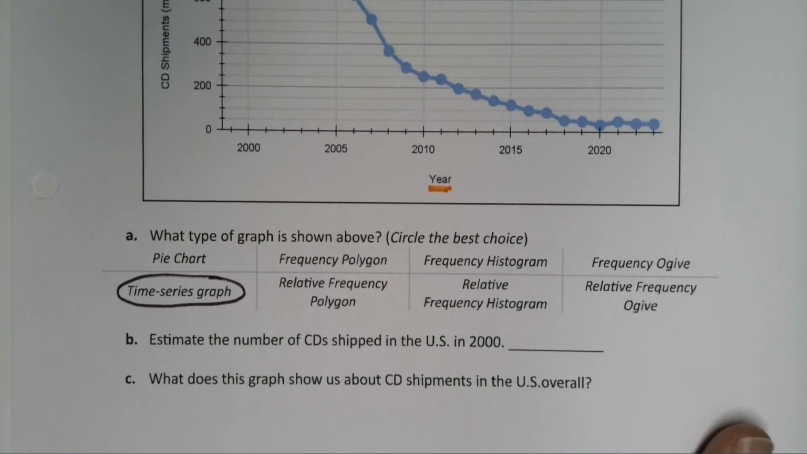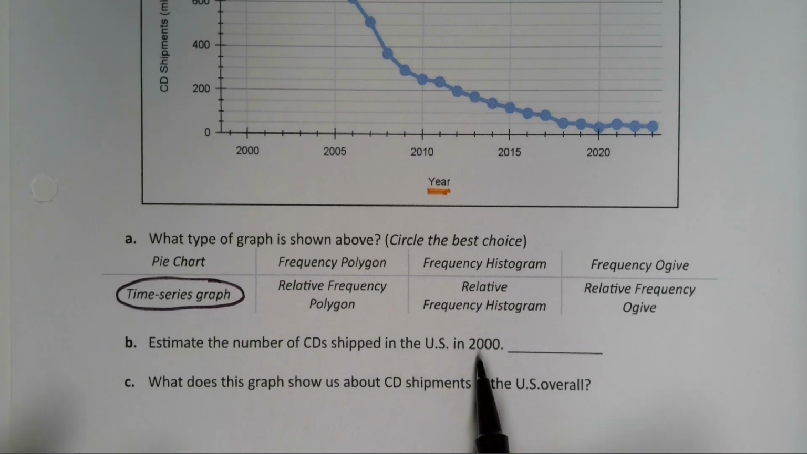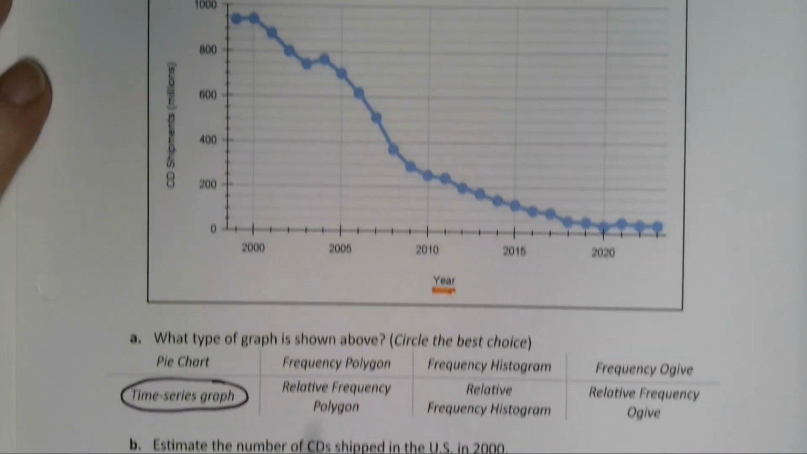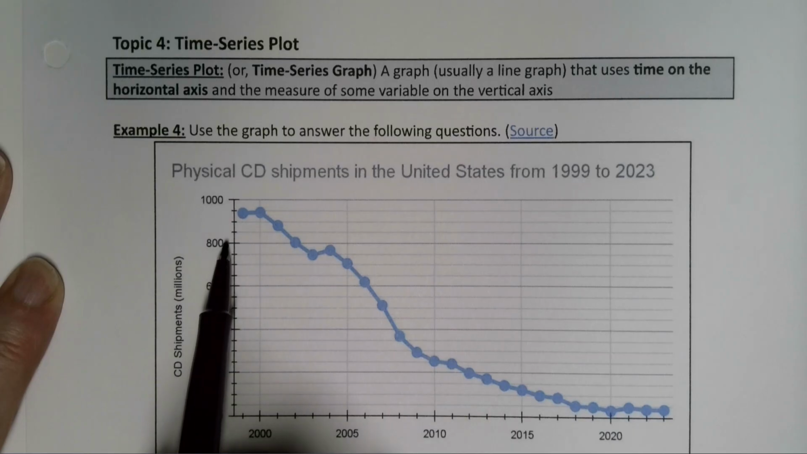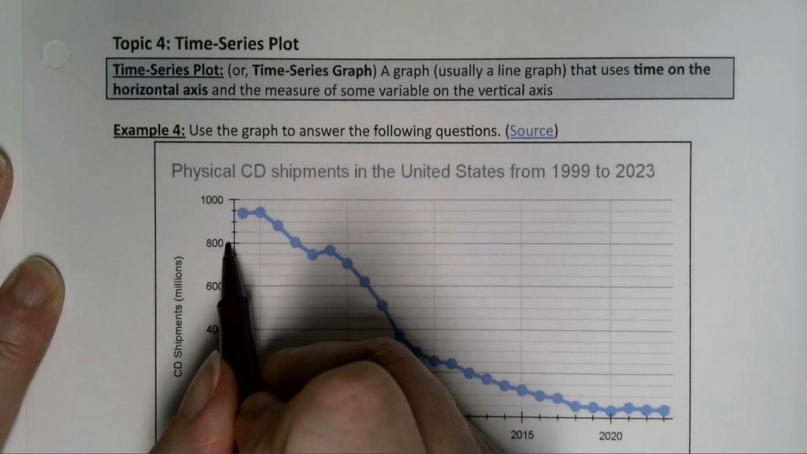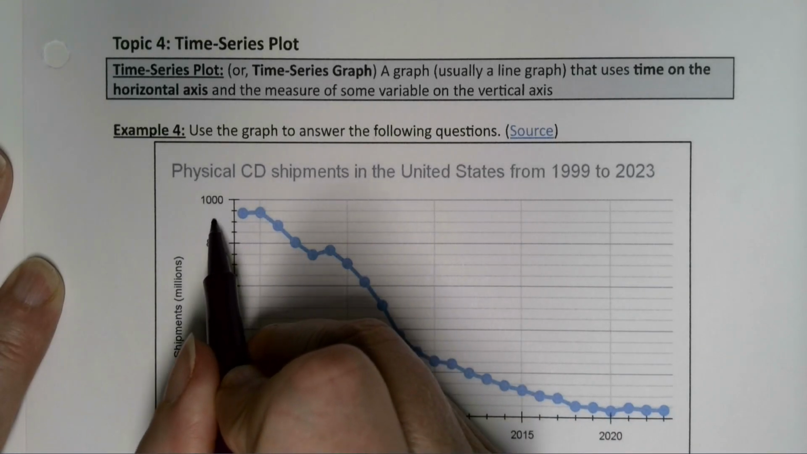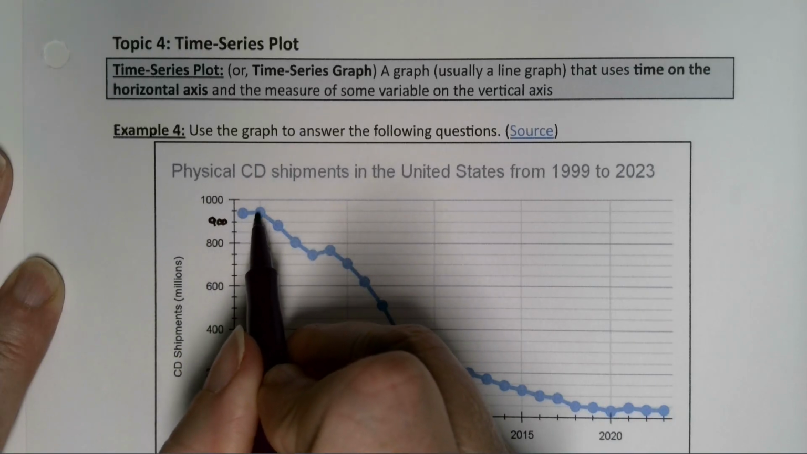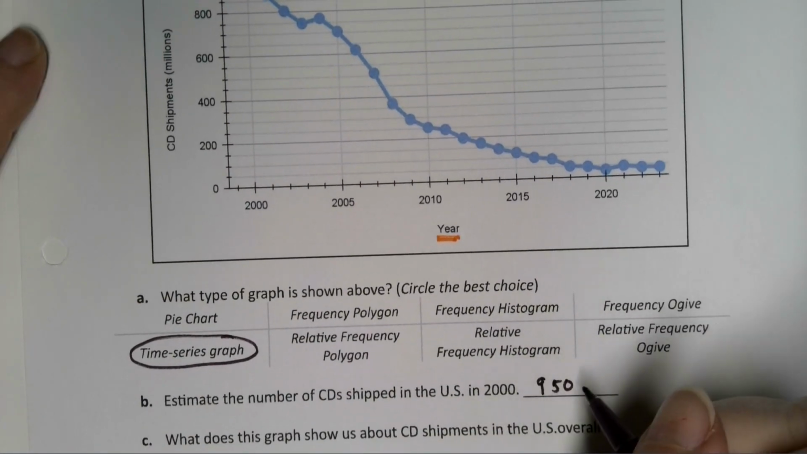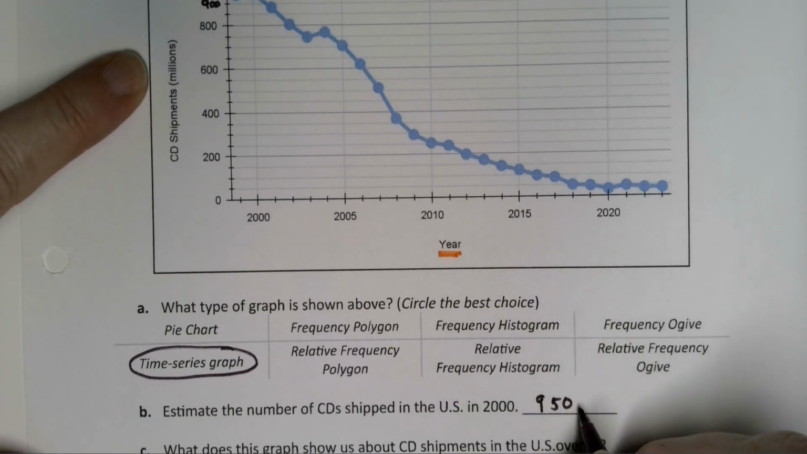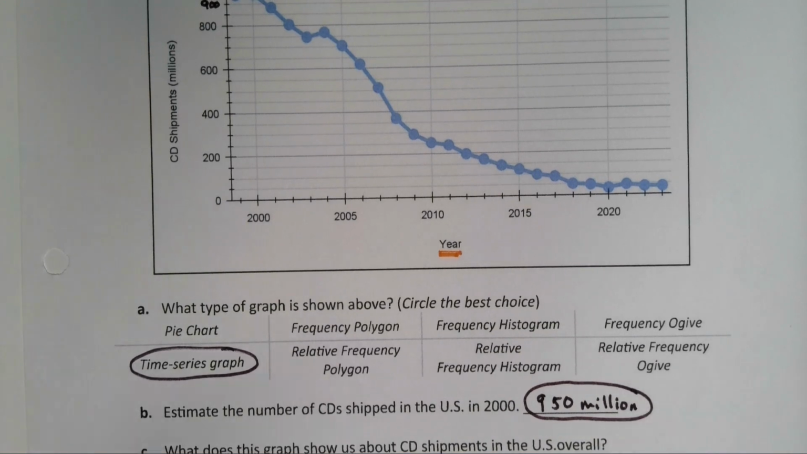Okay, estimate the number of CDs shipped in the US in 2000. Okay, so 2000 is right here. So the number of CDs shipped, well, we have to figure out what each of these is. So this is 800, this is 1,000. So the halfway point must be 900. So it looks about like 950, right? Because the dot's right around that line. So I would guess 950. Now I don't want to forget the unit. It's million. So we want to make sure we put that. 950 million.